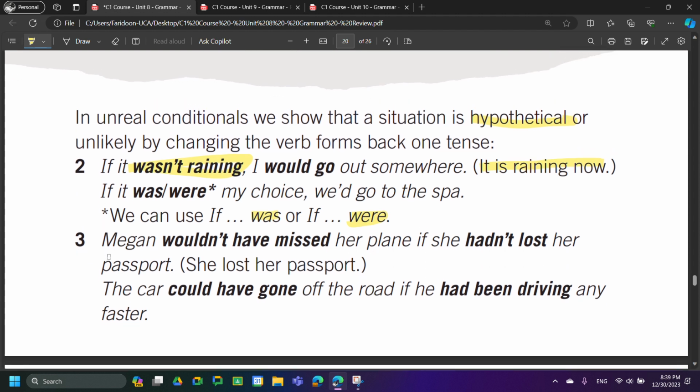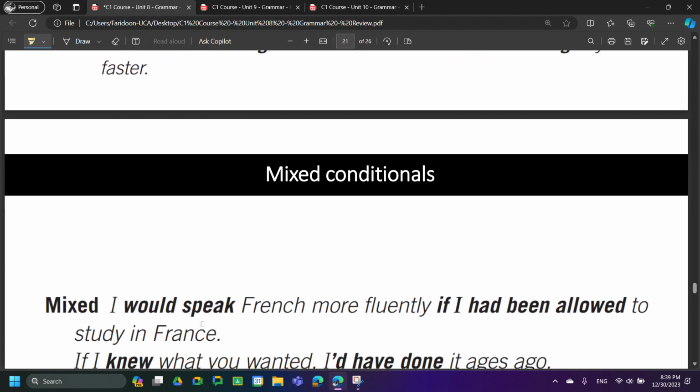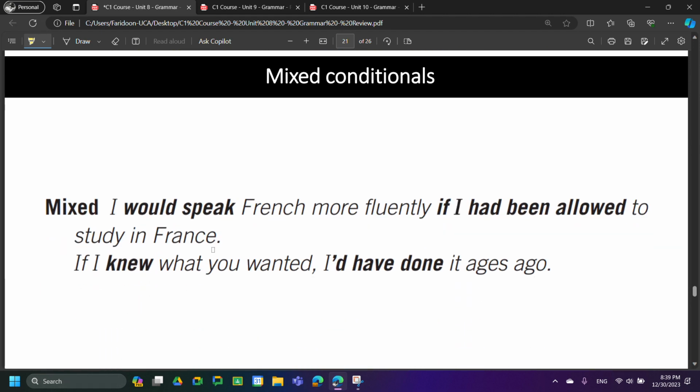Okay, so conditional 3. Megan wouldn't have missed her plane if she hadn't lost her passport. But she did. That's the point, right? She lost her passport. It's hypothetical now. And the car could have gone off the road if he had been driving any faster. But the point is that the car did not go off the road and he had not been driving faster. Okay? So what about mixed conditionals now?